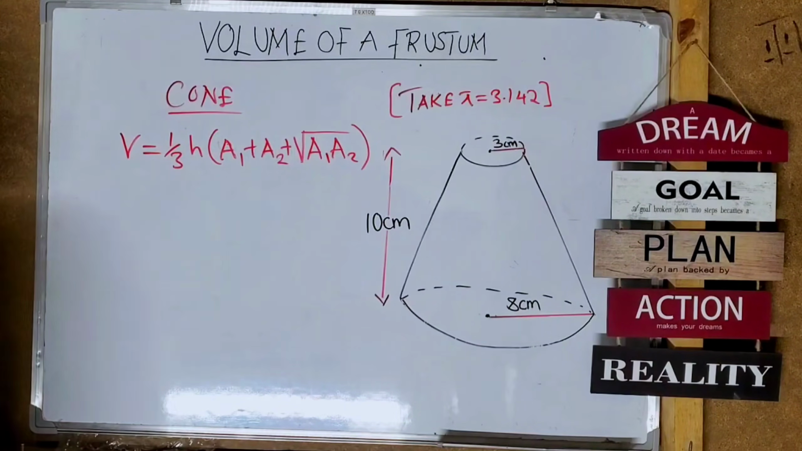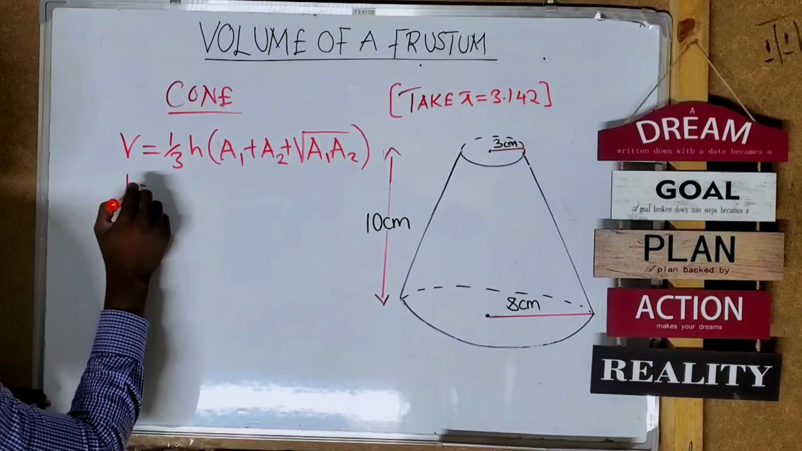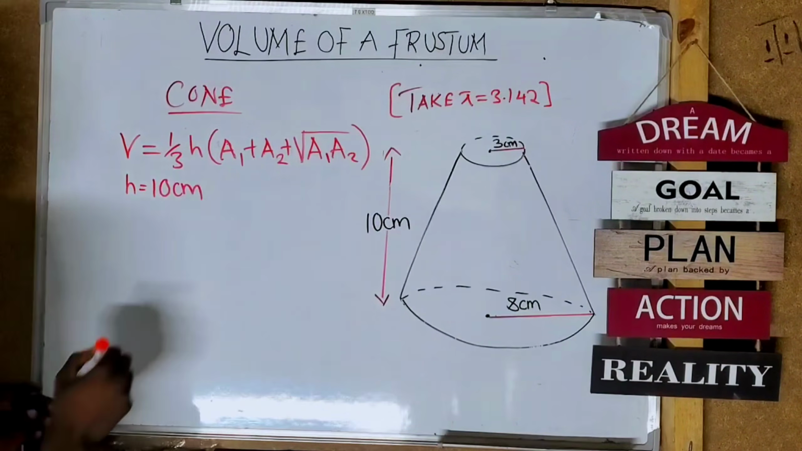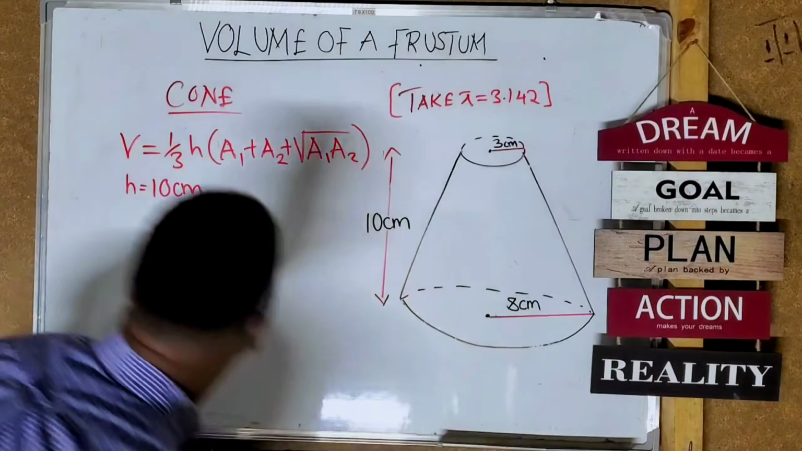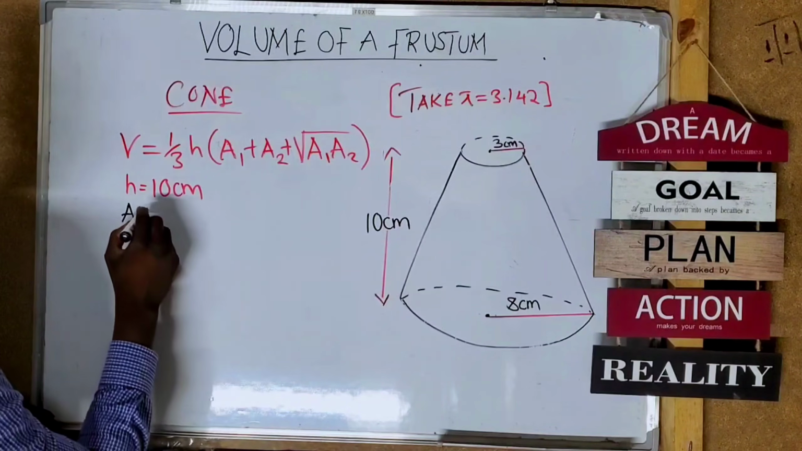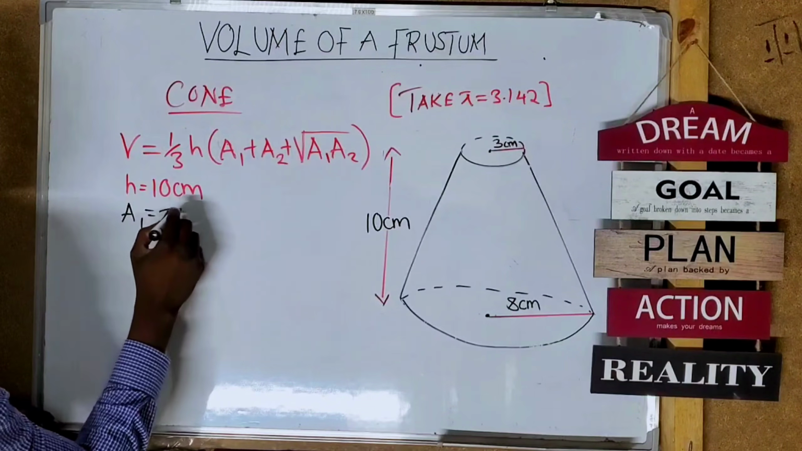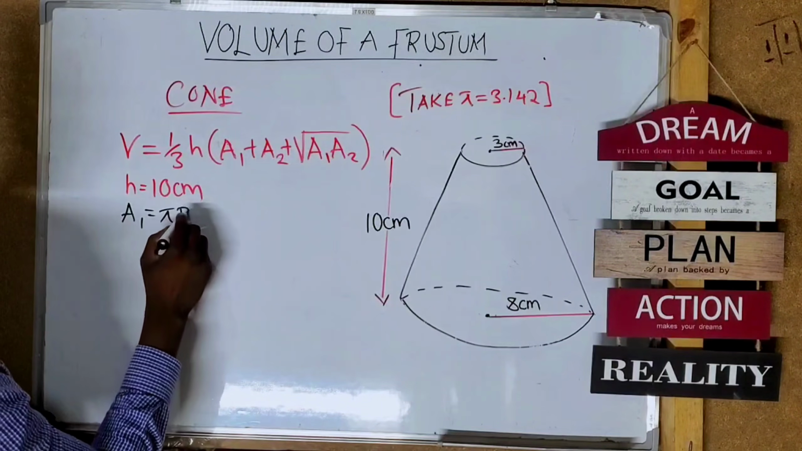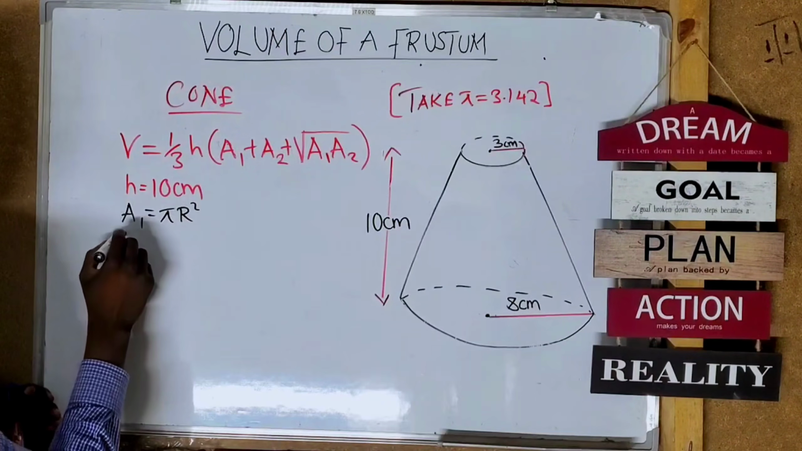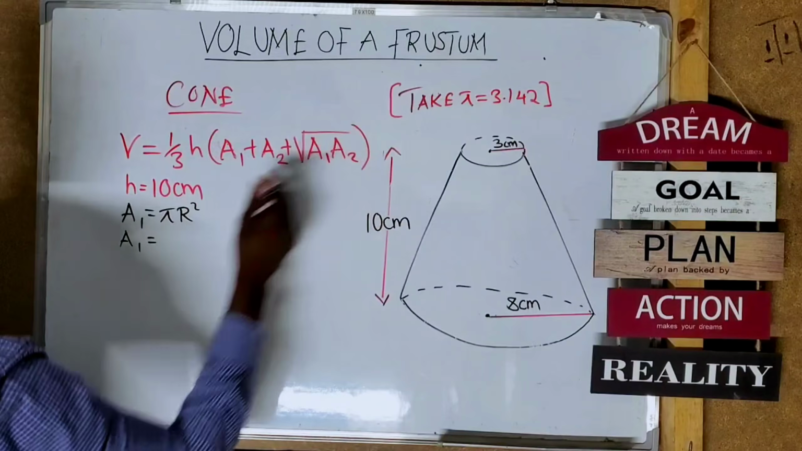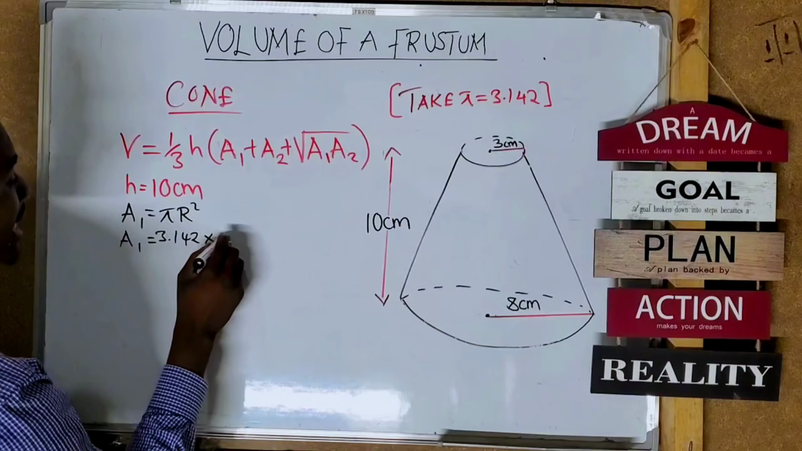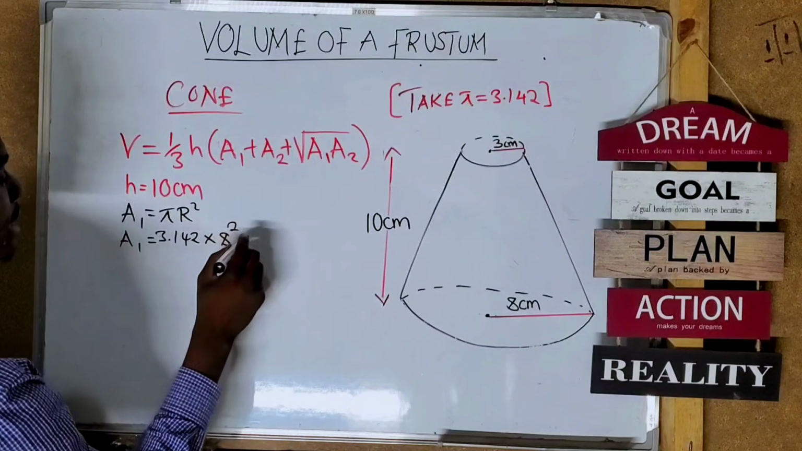Let's substitute. First, do we know the height of the frustum, which is the perpendicular height? Yes, it is 10 centimeters. Do we know the area of the base? No, but we can find it. It is given by the formula pi R squared. Since this is the larger base, let me use a capital R, the radius. So the area is equal to 3.142 multiplied by the radius, 8 centimeters, so 8 squared.